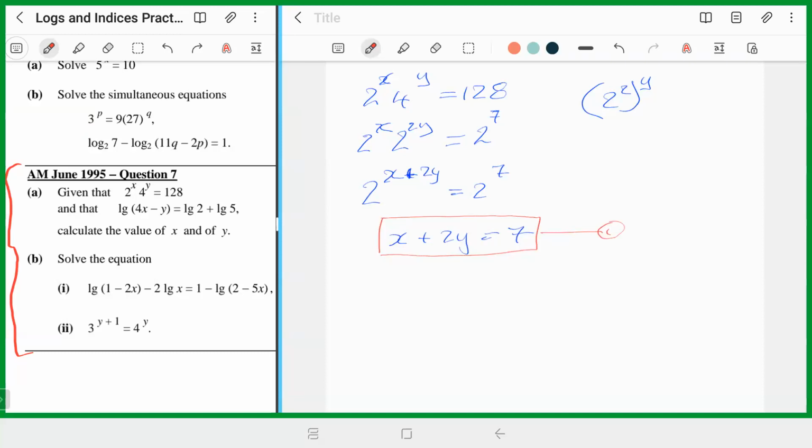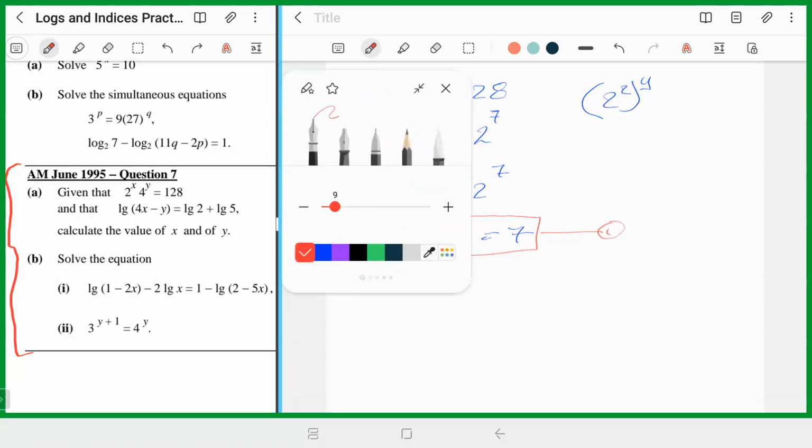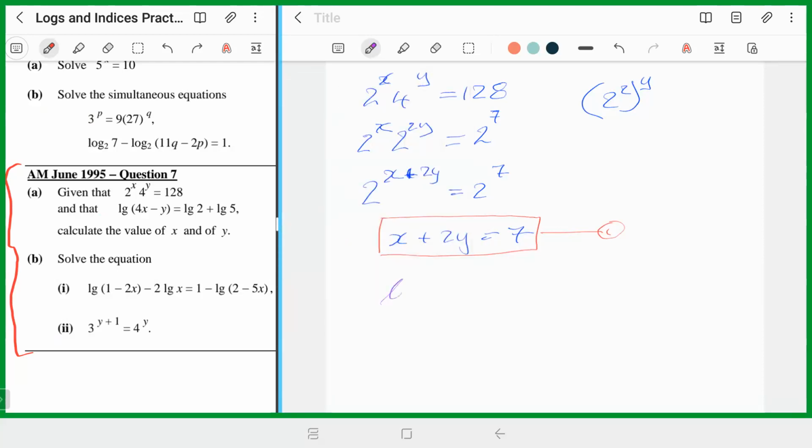I'm going to work on my second equation now. Again, I have logs on both sides. It's still the easiest one, because I'm just going to multiply the 2 times 5 and get 10. So the second equation, let's do that one in purple, is log of 4x minus y equals log of 2 plus log of 5. This becomes the log of 2 times 5, right?